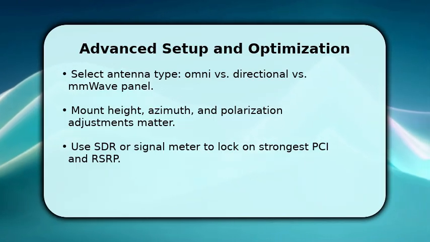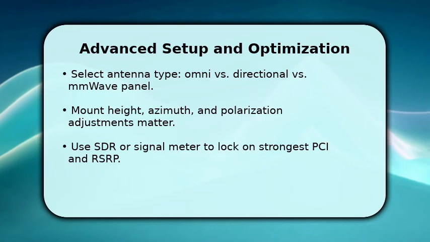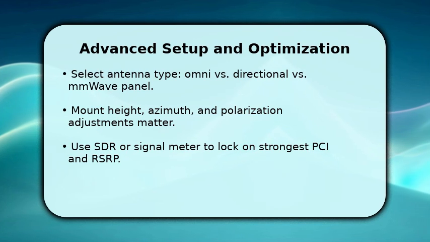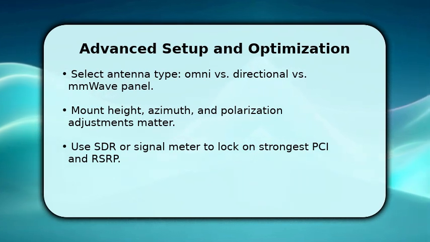Use a signal meter, phone service mode, or SDR to identify PCI, EARFCN, and best beam. Make iterative tweaks because small angle changes often yield large throughput improvements.